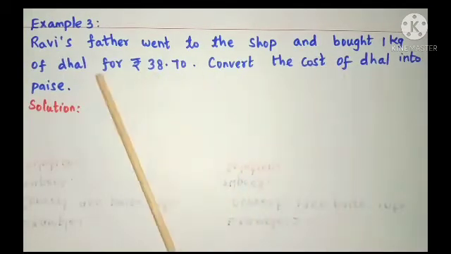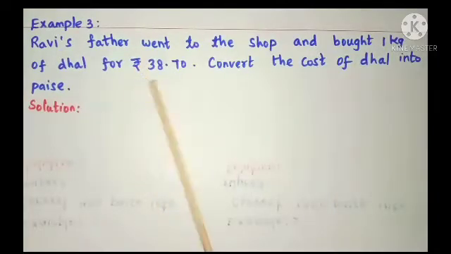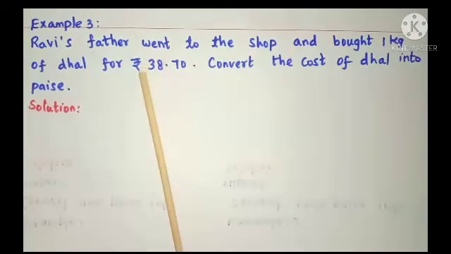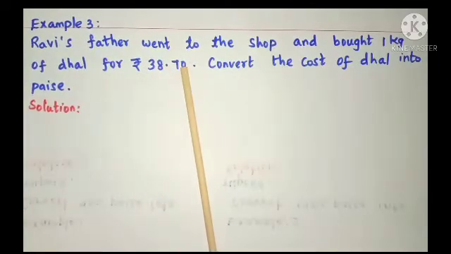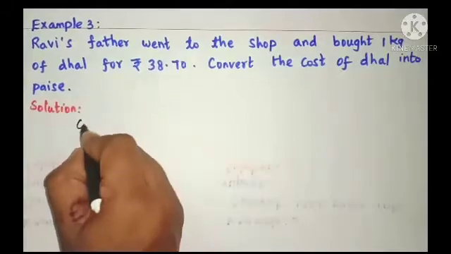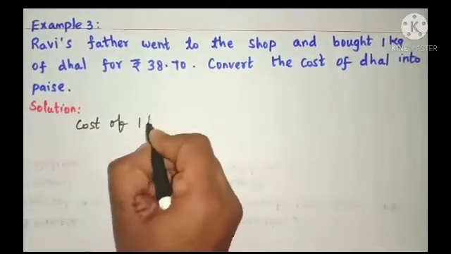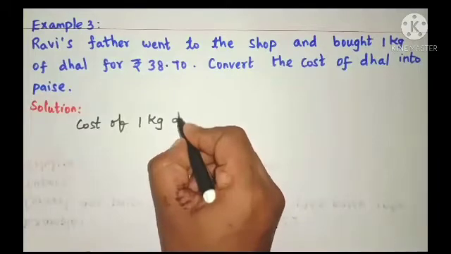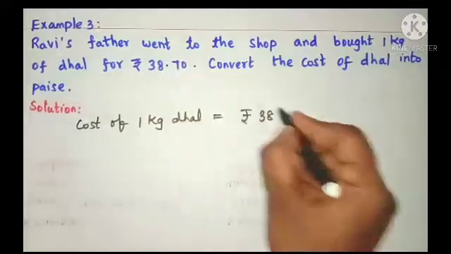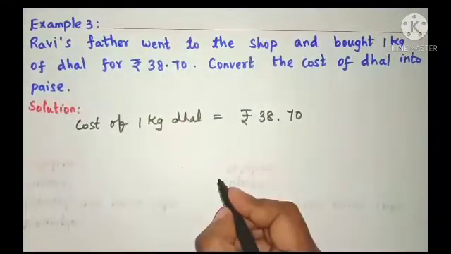Convert the cost of dal into pies. Children, see, here we are going to convert rupees 38.70 pies into pies. That is, we need to multiply 100 with 38 and add the number 70 to get the given value in the form of pies. So write down: cost of 1 kg dal is equal to, it is given, 38 rupees 70 pies.